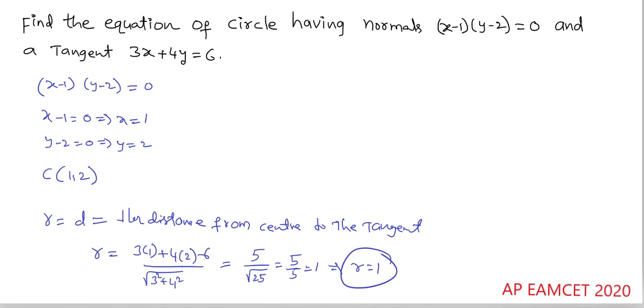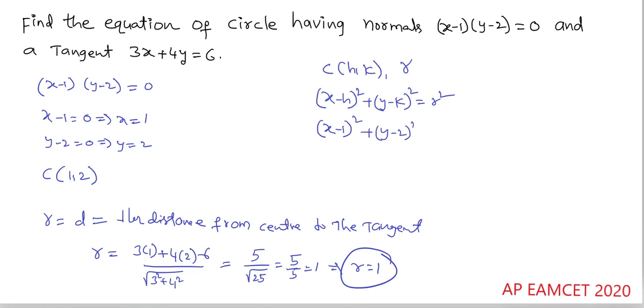Therefore, equation of the circle having center h comma k and radius small r is, that is x minus h whole square plus y minus k whole square is equal to r square. X minus h, that is x minus 1 whole square plus y minus 2 whole square is equal to r square, which is 1 square. Therefore, x minus 1 whole square plus y minus 2 whole square is equal to 1. This is the required equation of the circle.